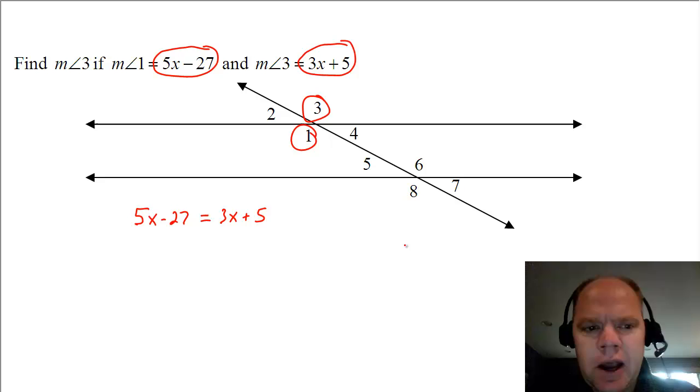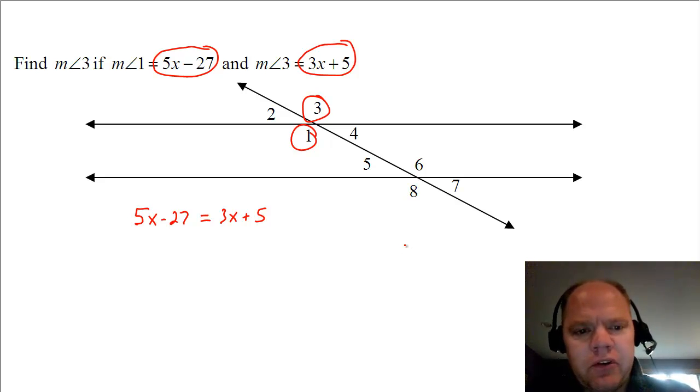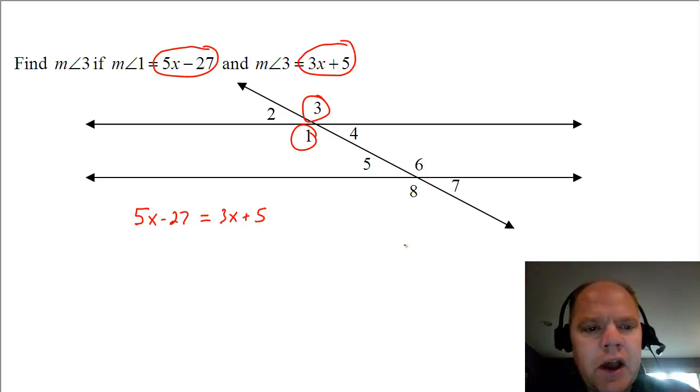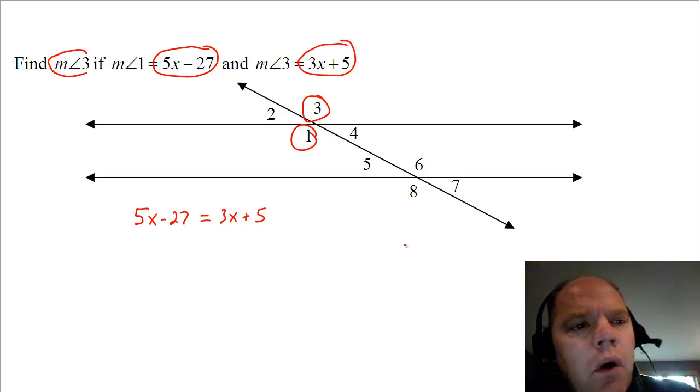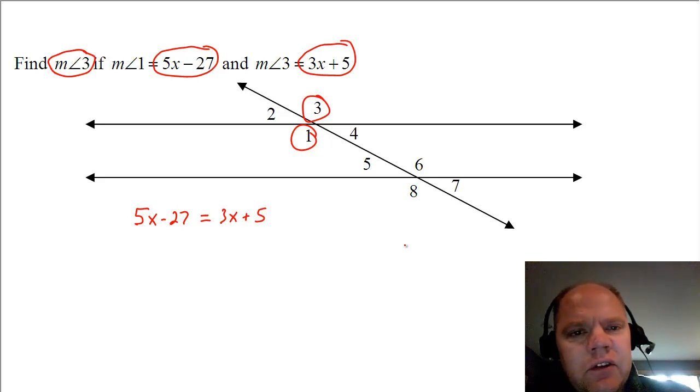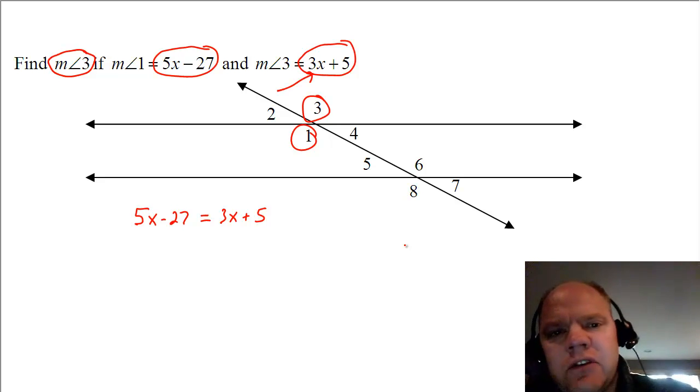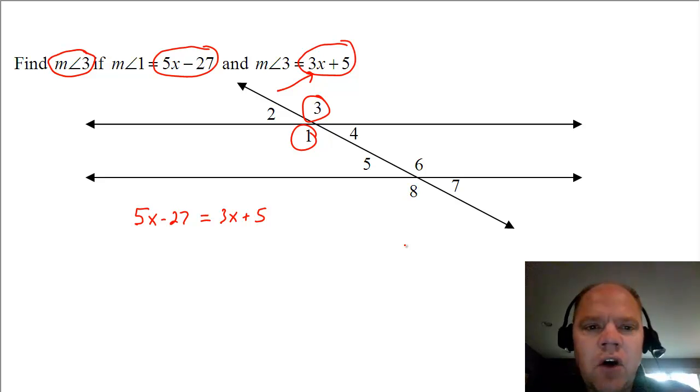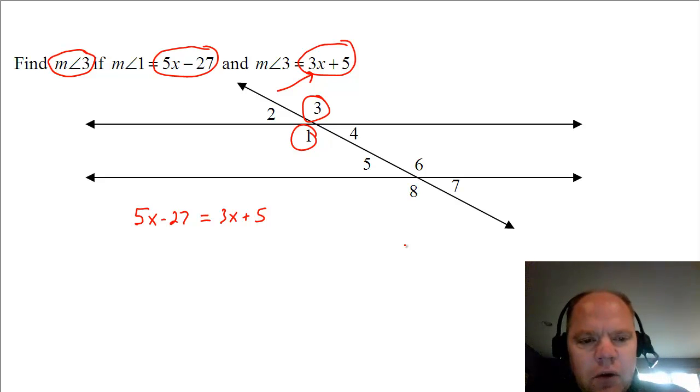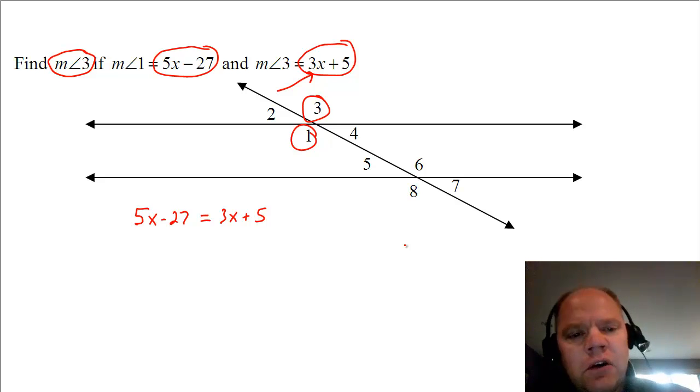Alright, we're back. I hope the equation that you set up is the same as mine. 5x minus 27 is equal to 3x plus 5. Now what we want to do, if we're going to figure out what angle 3 is, is first figure out what x is. And if we could figure out what x is, we can go ahead and plug it in for x here for angle 3 and solve for that measure. So let's go ahead and use some algebra skills here and solve this.